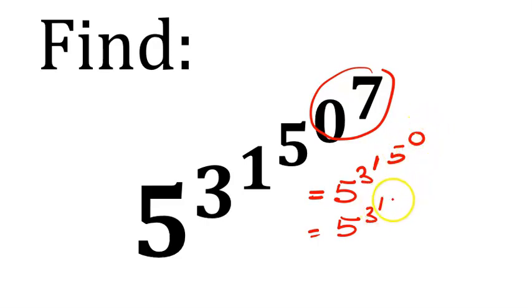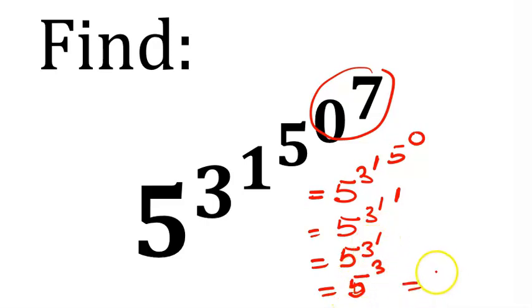5 raised to the power 0 is also 1. And then 1 raised to the power 1 will also be 1. We are going to have 5 raised to the power 3, all raised to the power 1. And then we move forward. This 3 raised to the power 1 will be the same as 3. So we have 5 raised to the power 3, which is 125.